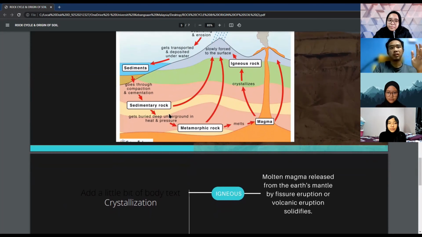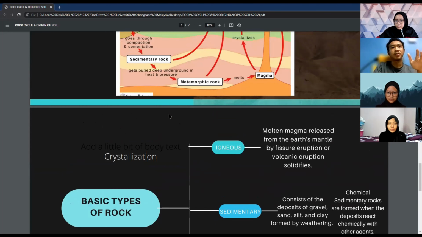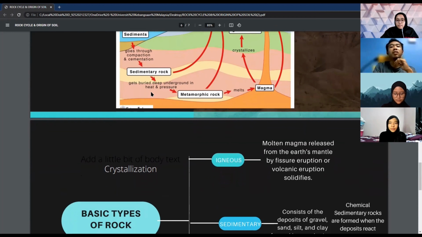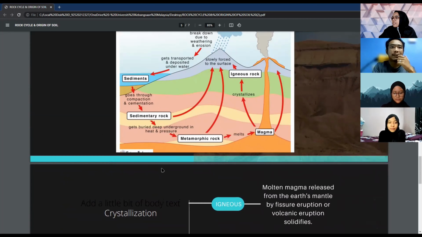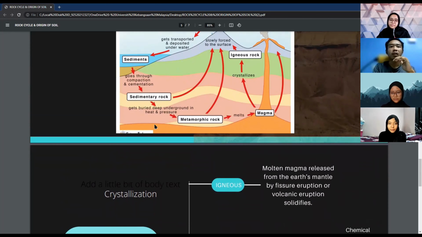Okay, after the sedimentary process, it will go through the compaction and cementation. Okay, one example process of this sedimentary is deposition. Okay, next goes to the compaction and cementation, and after sedimentation, it will become the sedimentary rock, and sedimentary rock will get buried deep underground in heat and pressure.